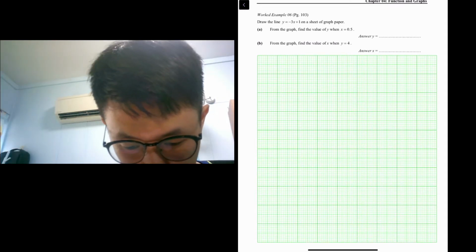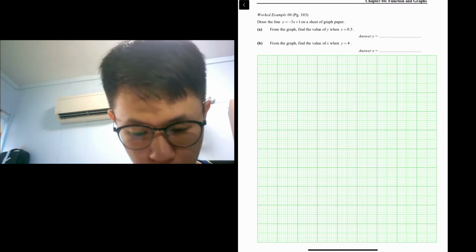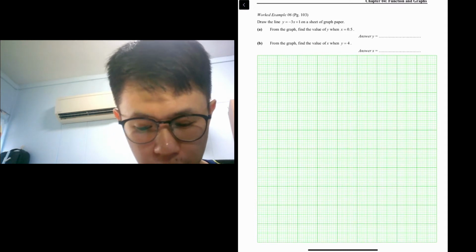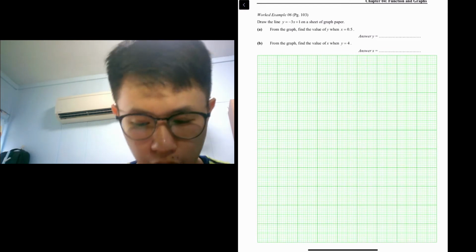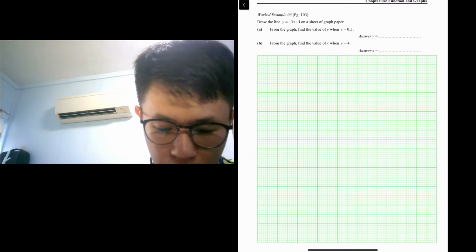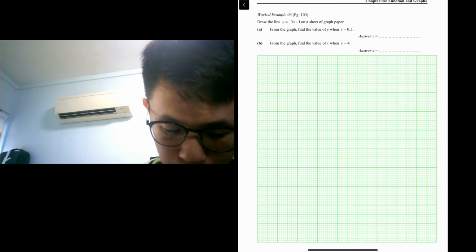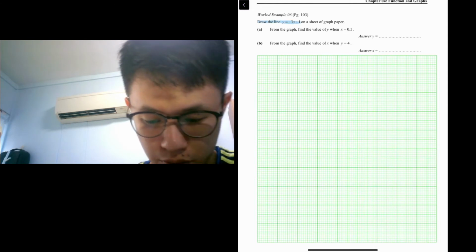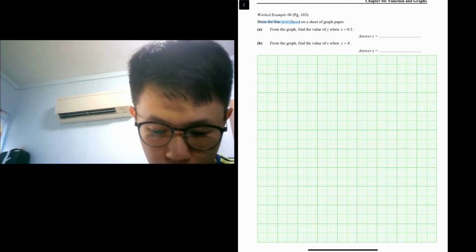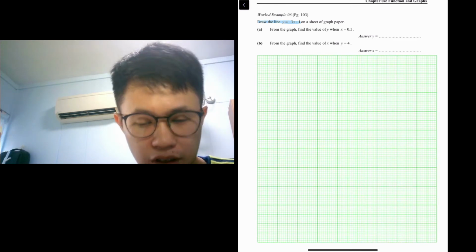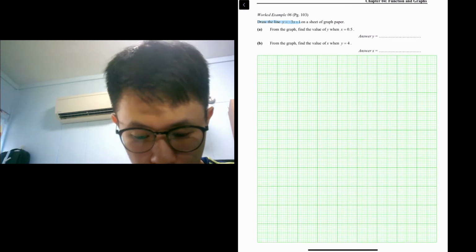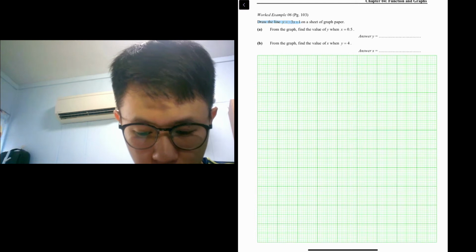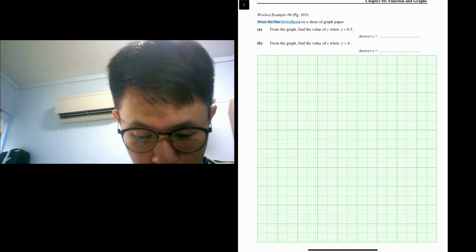Okay, so in this example, we have a graph, and now there's no table of values. The question says that we would like to draw the line y equals negative 3x plus 1 on a sheet of graph paper. I've provided you a grid of graph paper, and from the graph we want to find the value of y when x equals 0.5.